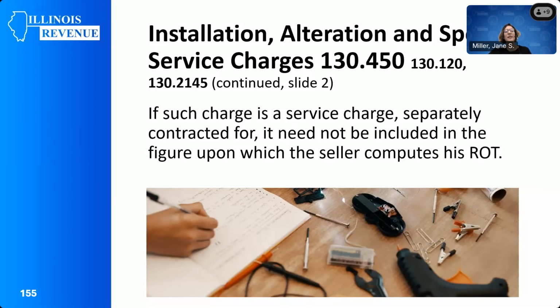And then this is installation, alteration, special service charges, still 130.450. If such charge is a service charge separately contracted for, it need not be included in the figure upon which the seller computes his retailer's occupation tax.